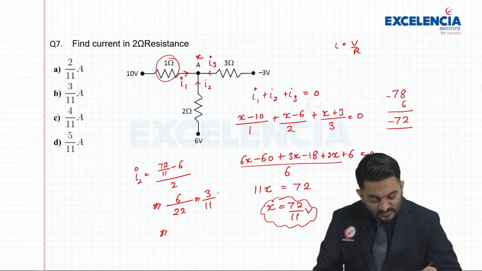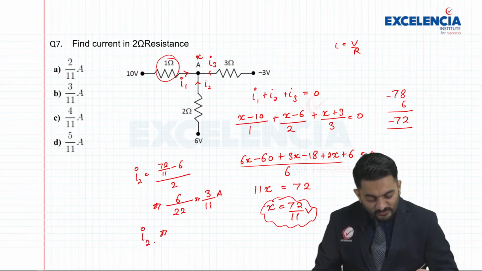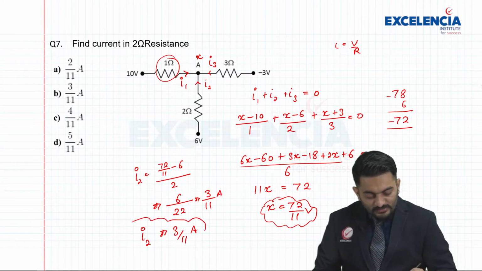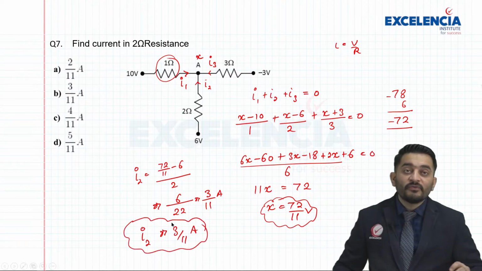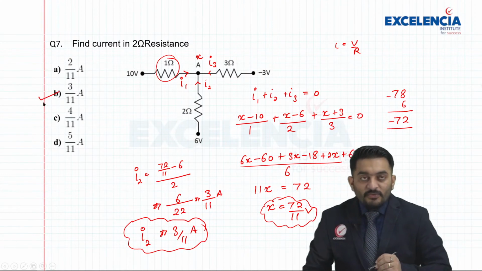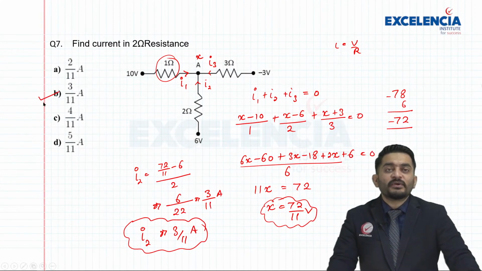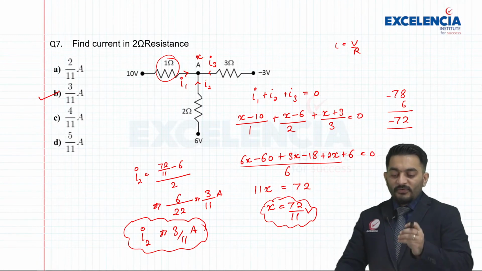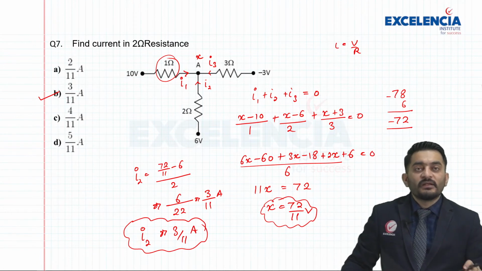So I can conclude that this is the value of current I get for I2. One of the options you can see in the question is B, and you can see that for this question option B is correct.